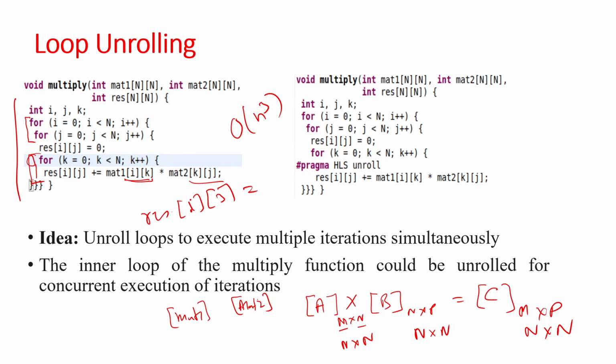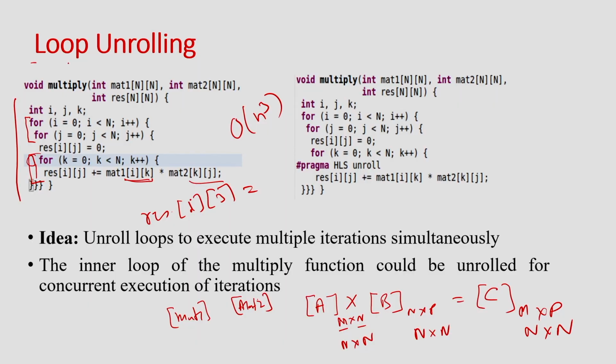This is the multiplication code, and as I mentioned, this particular code looks very simple, only 5 or 6 lines, but it is very computation intensive. So, you need to take proper care for making an efficient hardware from this particular loop, right. One of the important optimizations is loop unroll.